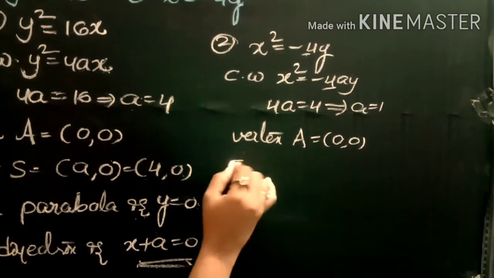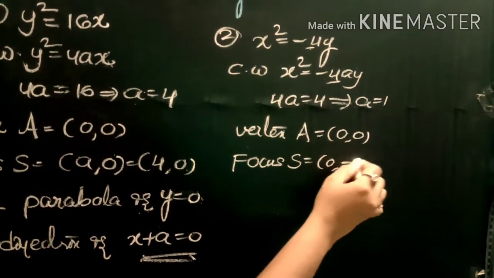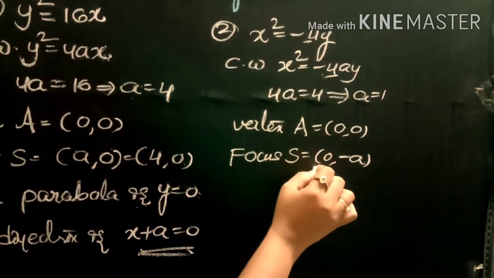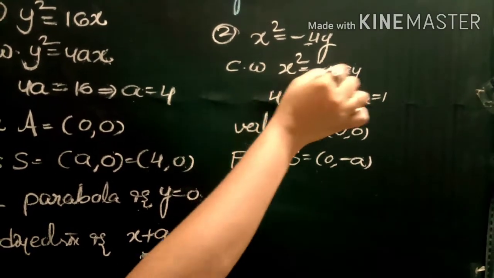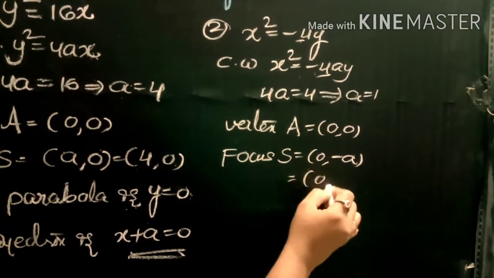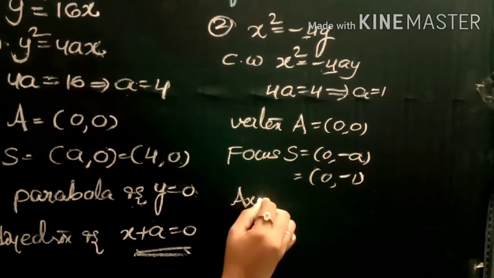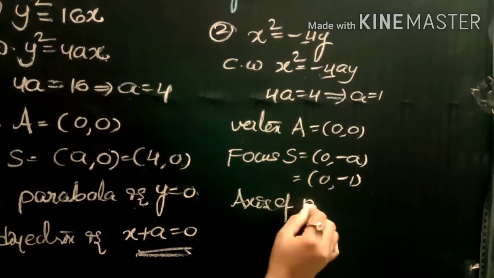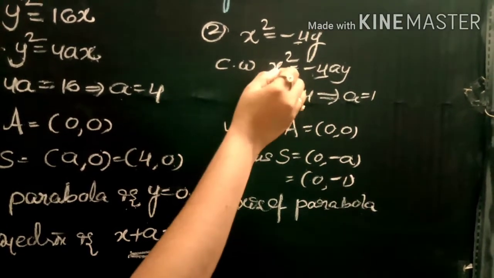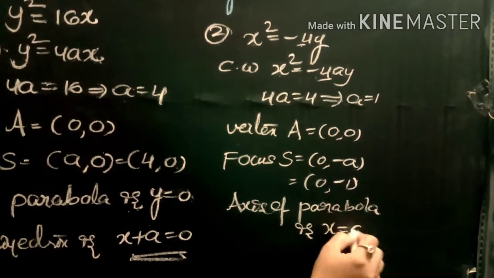And focus S is equal to 0 comma minus a. Since for the parabola x square is equal to 4ay, focus is equal to 0 comma a. But here we have x square is equal to minus 4ay. So focus is equal to 0 comma minus a, that is 0 comma minus 1. And axis of the parabola. Axis of parabola means we take the left hand side value, that is x is equal to 0. This is the axis of the parabola.